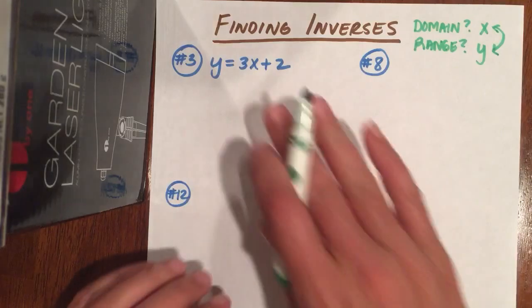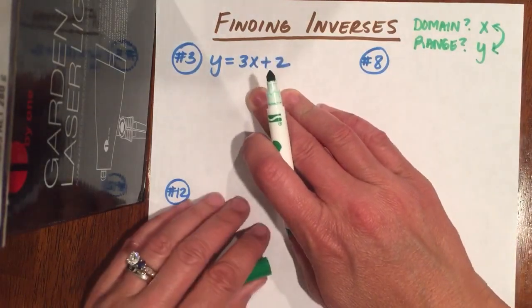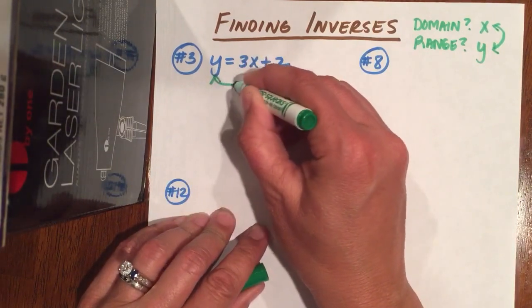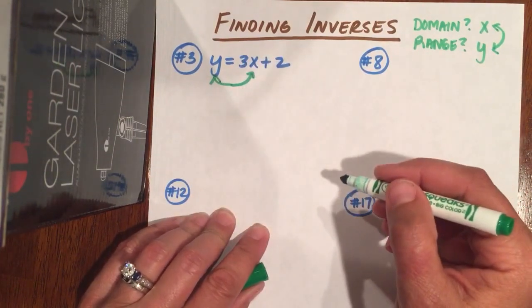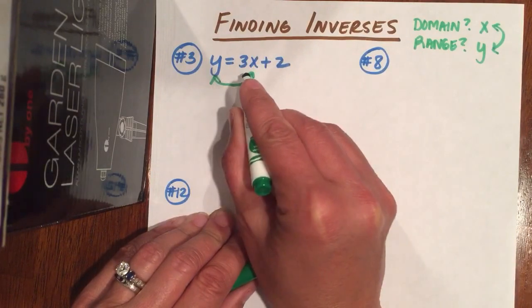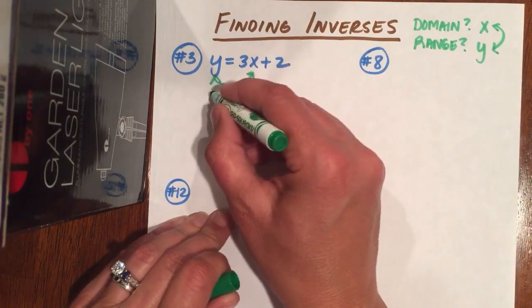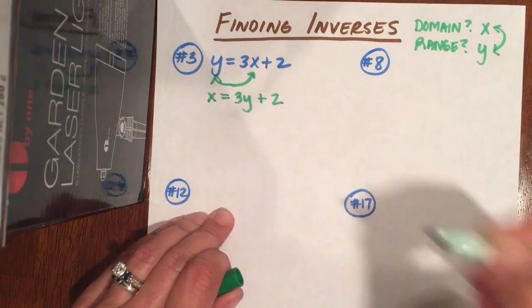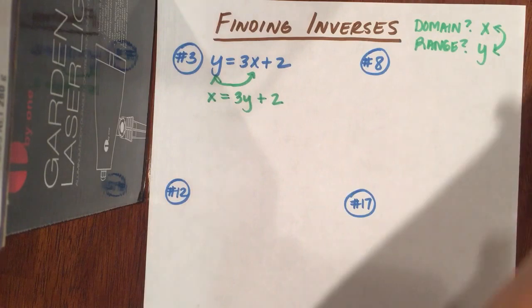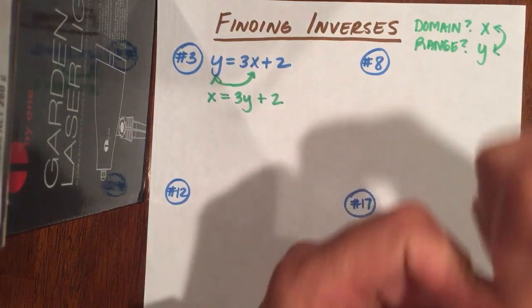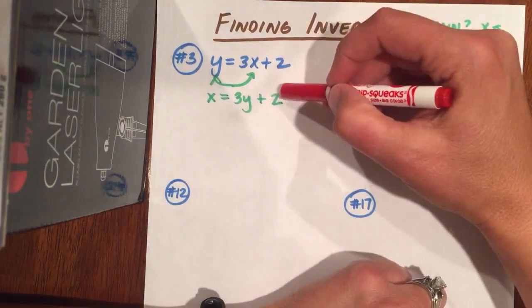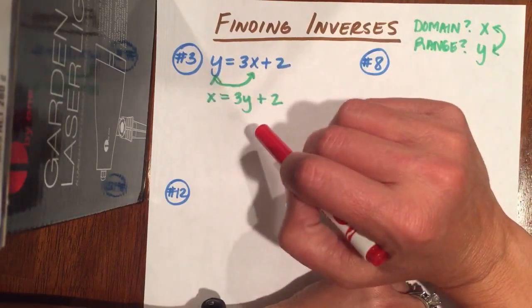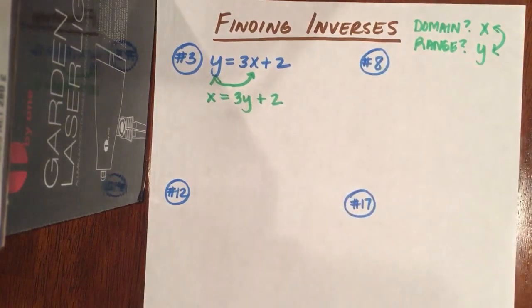So this is what we're going to do. Let's come back over here. If I want the domain and range to switch, I'm going to do just that. I am going to flip the x and y. So instead of y equals 3x plus 2, I'm going to write this as x equals 3y plus 2. So what I've done is I have flipped the domain and range. But to find the true inverse function, you want the y to be by itself. That is your f of x. So we're going to manipulate this equation and solve for y.